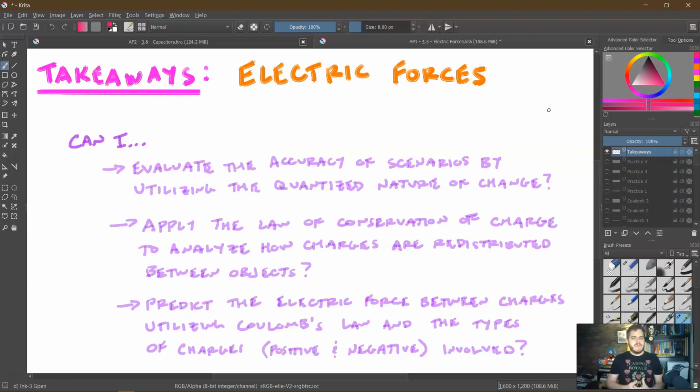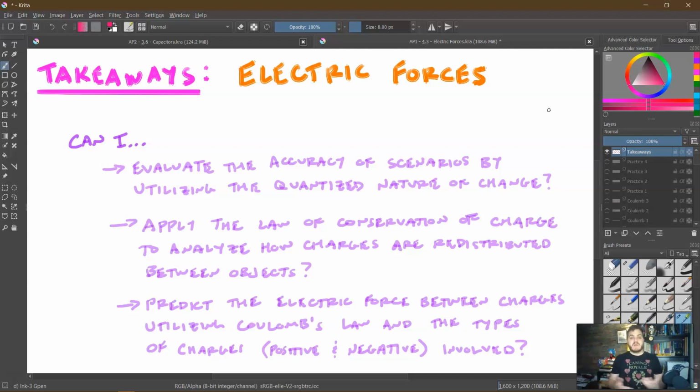So what are our main takeaways on this final lesson of the unit on electric forces? Well, one, can we evaluate the accuracy of scenarios by utilizing the quantized nature of charge? If we're looking specifically at a tiny number of charges, we should always see charges that are in units of the elementary charge. If we have some fraction of that, we know that something must be wrong. Now, quick note on this, if you deal with anything like even picocoulombs, you have so many elementary charges there that we're always going to assume we've rounded to the nearest elementary charge, so this is really only talking about a handful of electrons.